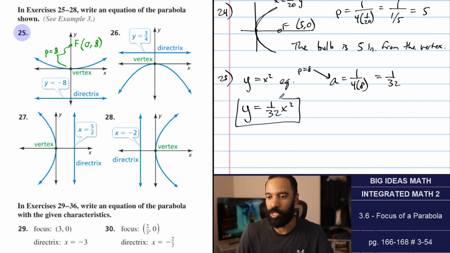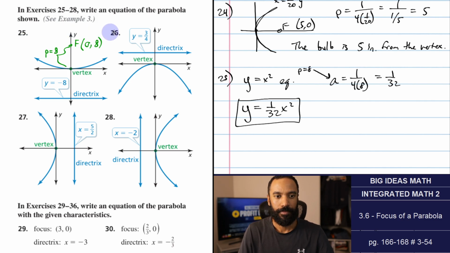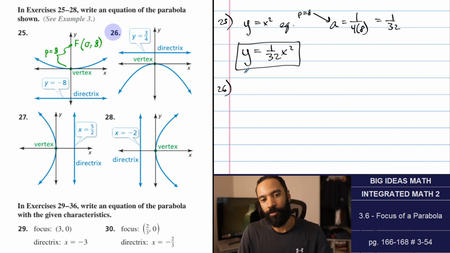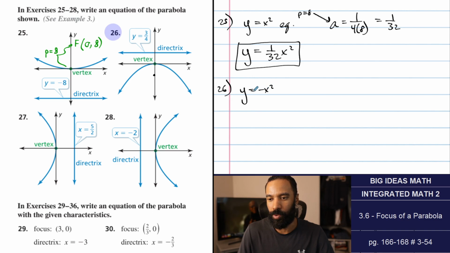So those are basically the two things we have to do. Figure out what kind of equation you have based on the signs and such. Figure out p, and use that to figure out a. Number 26. We have y equals 3/4 as our directrix. That means our focus goes down here. It is a y equals equation for our parabola because it goes upside down. It's a y equals negative x squared equation.